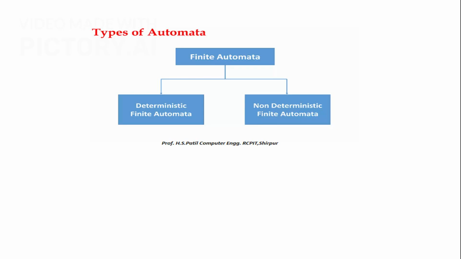Finite automata are categorized into deterministic and non-deterministic types. Understanding these types is crucial for grasping how different automata function and process inputs in varied ways.